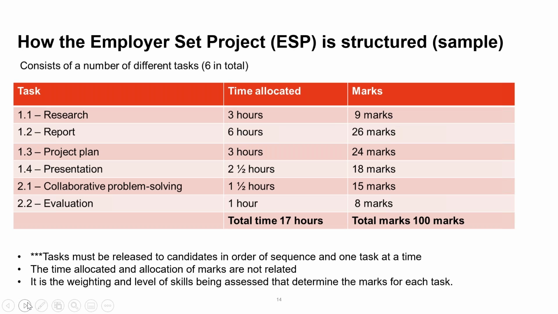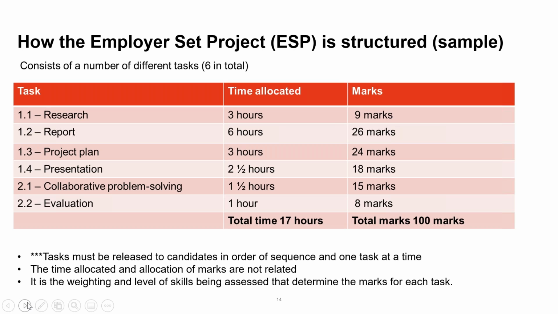So just to start from the beginning, the Employer Set project has 6 different tasks, and there is a time allocation for each of the tasks. It totals 17 hours in total, and it's marked out of 100. Now, as I said to you, there will be some key guidance around how the materials should be released to your candidates, for example, one at a time, and that's going to be detailed in the guidance.